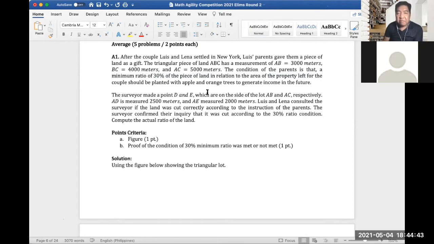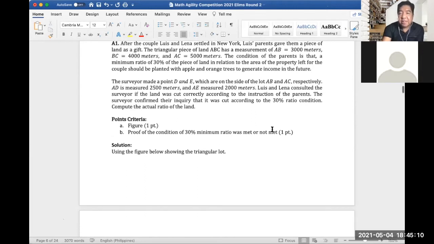Okay, so the surveyor made points D and E, which are on the sides of lots AB and AC respectively. So D would be on the side of lot AB, and point E will be on the side of lot AC. AD is measured 2,500 meters. AE is measured 2,000 meters. Luis and Lena consulted the surveyor if the land was cut correctly according to the instruction of the parents. The surveyor confirmed that it was cut according to the 30% ratio condition.